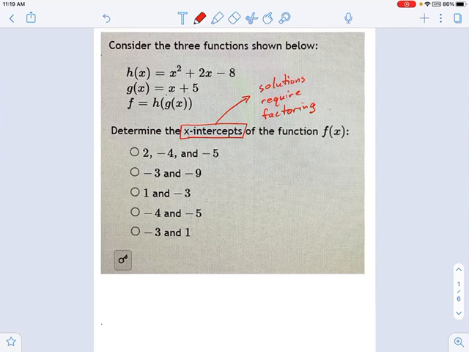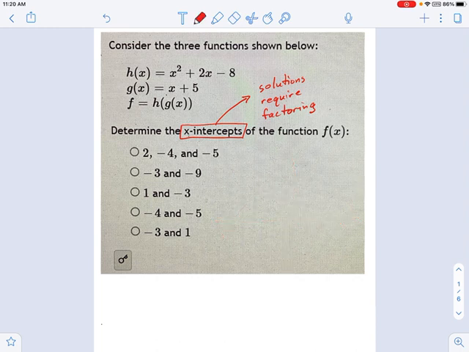This problem requires you to understand two things. One thing is understanding what x-intercepts are. We've talked about this a bunch. X-intercepts are solutions to equations. When you have a graph like this and you got some function going along, these are your x-intercepts. They're places where the equation equals 0, or the y value of the equation equals 0. Okay, so that's one idea.